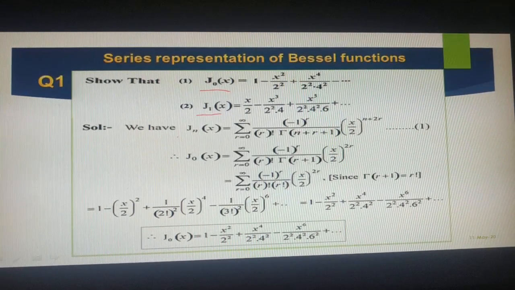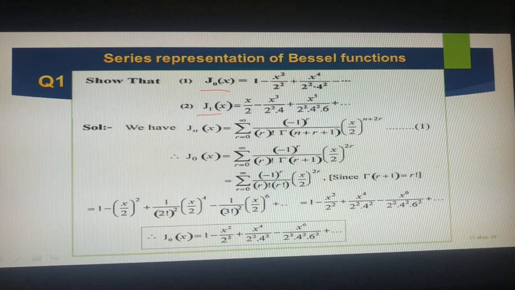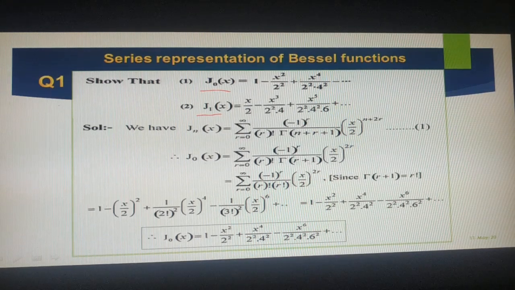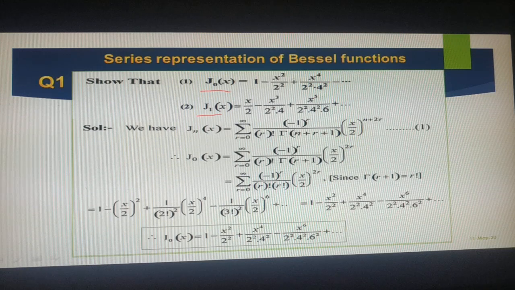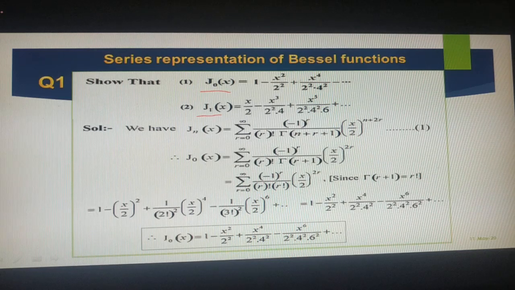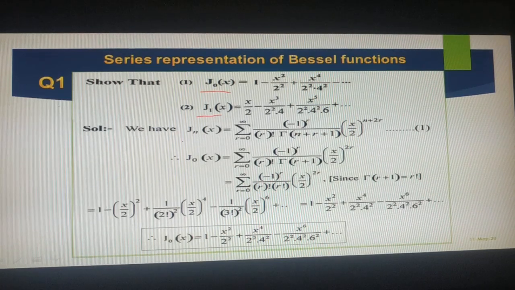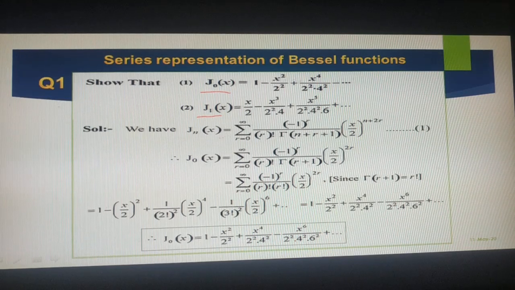As you know, for any series which we want to write in terms of series representation, we should know the formula for Jn of x. What is the formula for that? We got the Bessel function formula: summation r equal to 0 to infinity, (minus 1) to the power of r divided by r factorial times gamma of n plus r plus 1, into (x by 2) to the power of n plus 2r. You got this formula from the derivation of the Bessel differential equation. Please try to remember it; only then can you do these problems. This is compulsory.